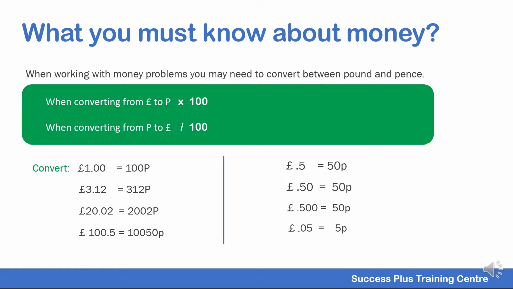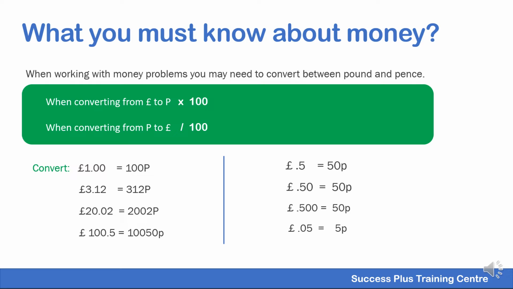The first rule says that when converting from a pound to pence, we times by 100. So let's start with our conversion. £1 equals 100p. £3.12 equals 312p. £20.02 equals 2002p. £100.5 equals 10,050p.